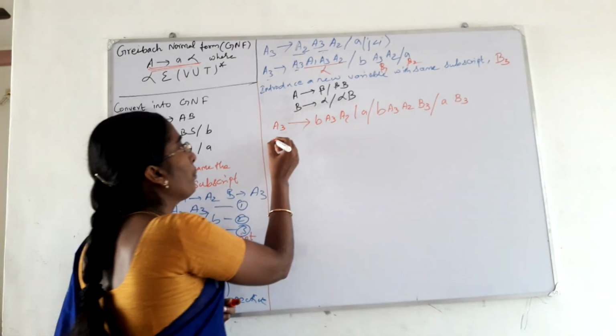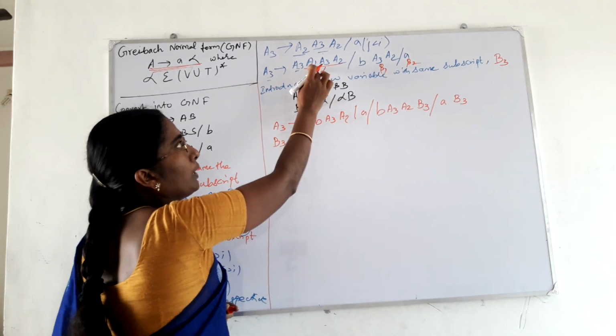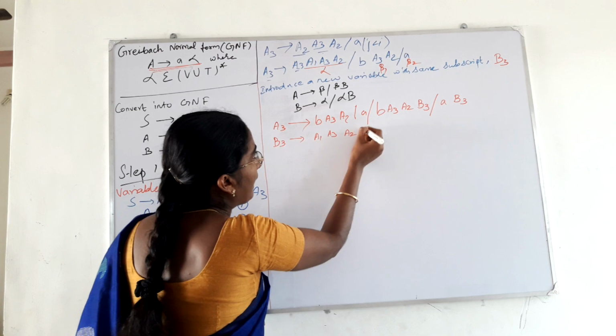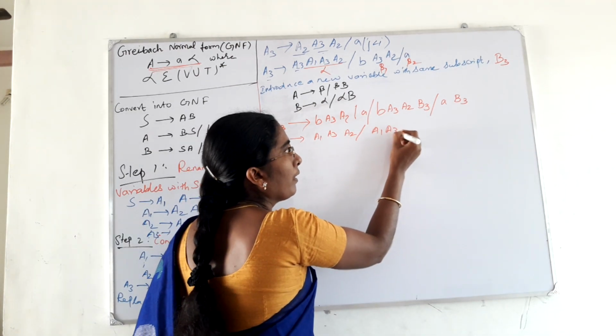Next, productions for B3. B3 implies alpha. Here what is alpha? A1 A3 A2, slash alpha B. Alpha is A1 A3 A2.